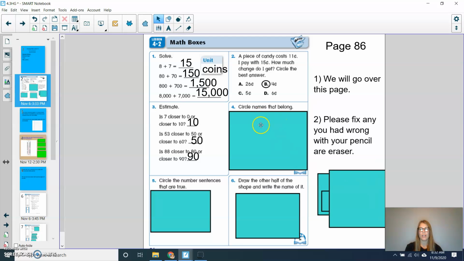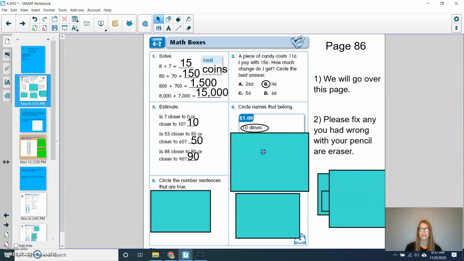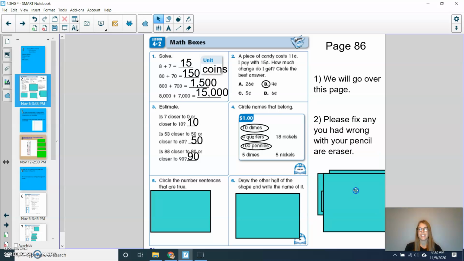For question number 4, circle names that belong. So the three names that are the same thing as a dollar would be 10 dimes, 4 quarters, and 100 pennies. Notice how 5 dimes would just be 50 cents. 5 nickels would be 25 cents. 18 nickels would be 90 cents. So these are the three that would work the best.